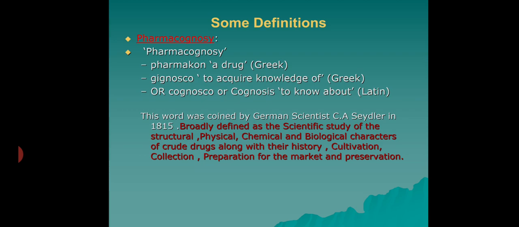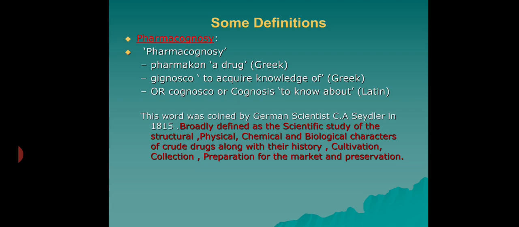And cognosco and cognosis, another two words, originated from Latin. The meaning is to know about what? Pharmakon, about a drug. So pharmacognosy is acquiring the knowledge or knowing about the drug, naturally obtained drug. It is not only plant material, which includes marine, mineral, anything which is obtained naturally, which can be used as a medicine. Okay. Who coined this term?